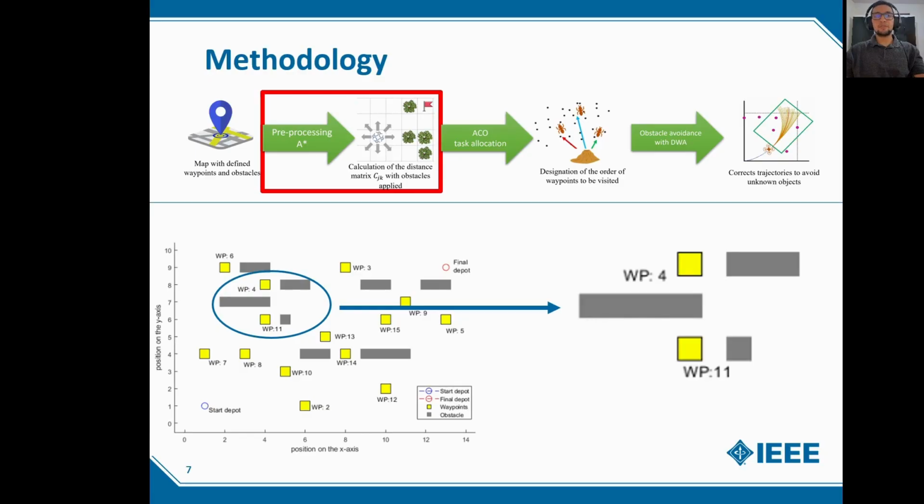In this figure, we will see a brief application of A-star. In this case, we cannot go from waypoint 11 to waypoint 4 in a straight line because of the obstacle. So A-star will calculate the route by avoiding the obstacle. This is the wrong way, and this is the possible path calculated by A-star.